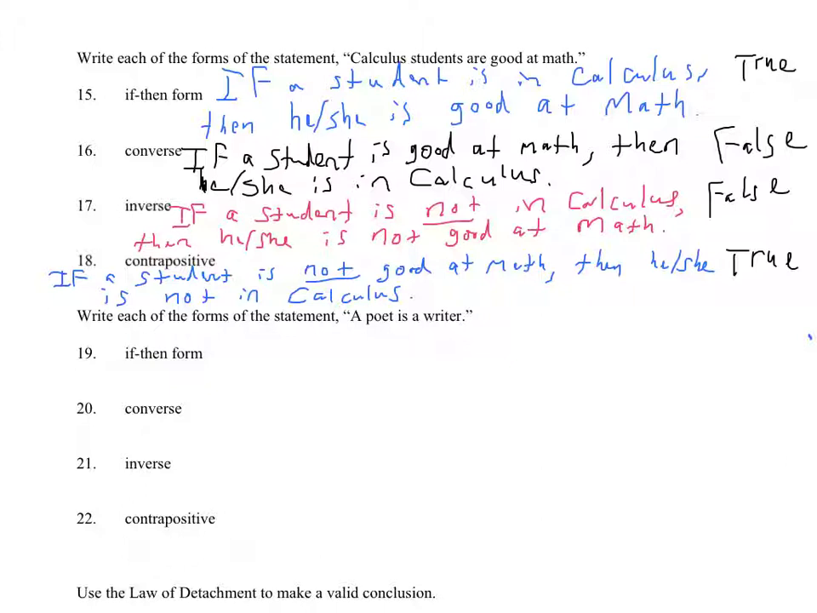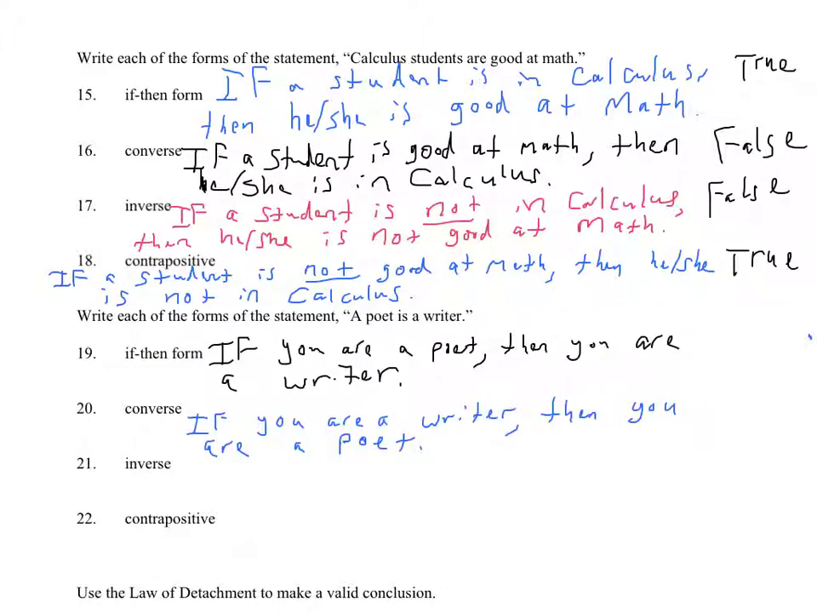All right, we have a whole other set, so we'll start with number 19. A poet is a writer. So a poet comes first there, so we can say, if you are a poet, then you are a writer. We would have to agree that that's true, because writing poetry is a type of writing, so true. How about the converse? If you are a writer, then you are a poet. That's not necessarily true. You could just be a writer of good stories, but you never write poems. So we're going to say that is false.